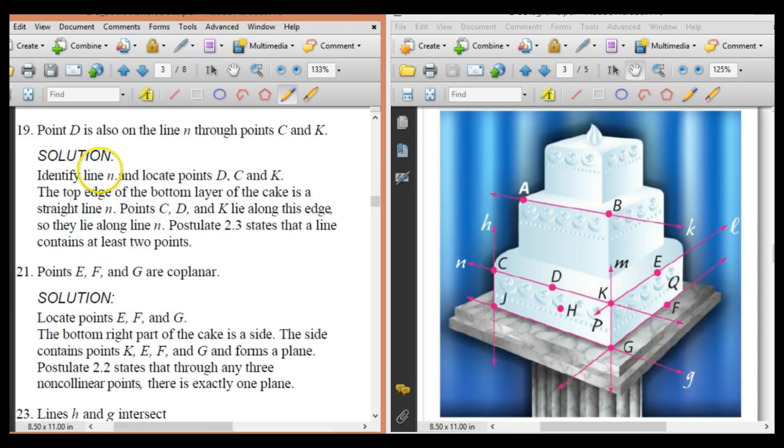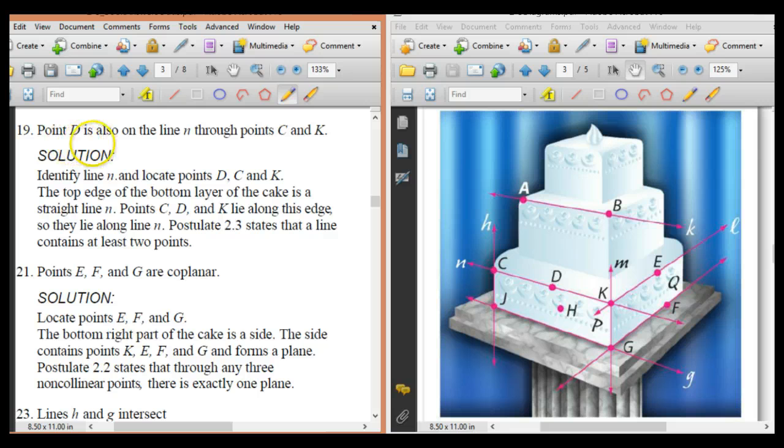Number 19 says point D is also on the line N through points C and K. So we want to identify line N, which is this line, and locate points D, C, and K, right there. It says the top edge of the bottom layer of the cake is a straight line N. Points C, D, and K lie along this edge, so they lie along line N.